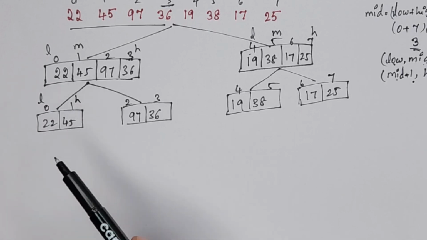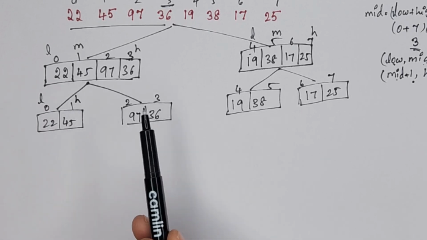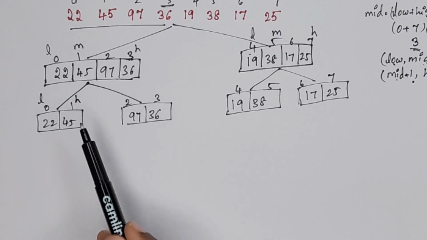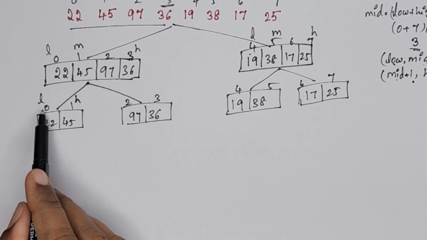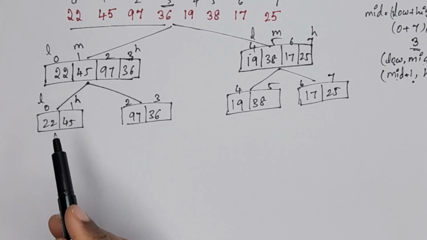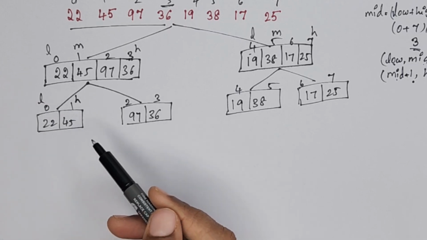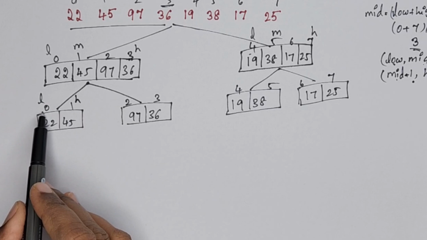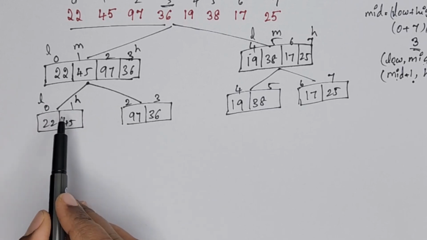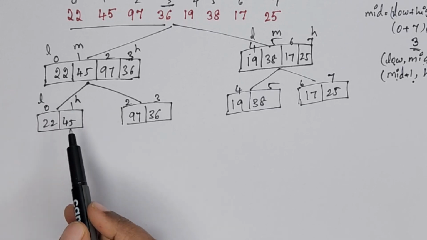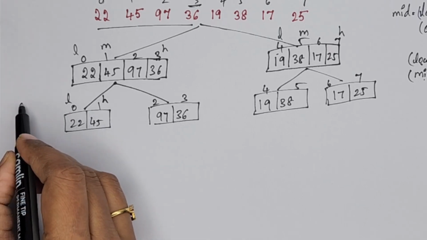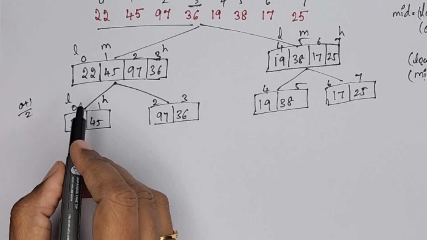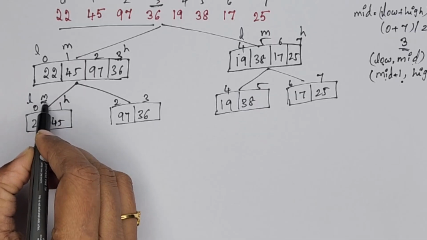We divide until the array has one element. So we have to check whether the array has only one element. If low is less than high, it means the list has more than one element. Now the low is less than high, so the array has more than one element, and again we have to divide. Again calculate mid: low plus high by 2, 0 plus 1 by 2. 1 by 2 is 0. So, this is mid.